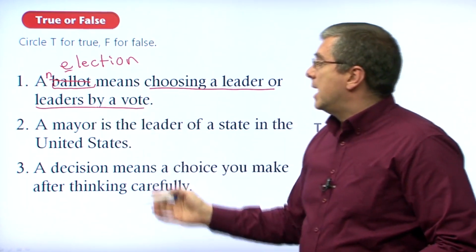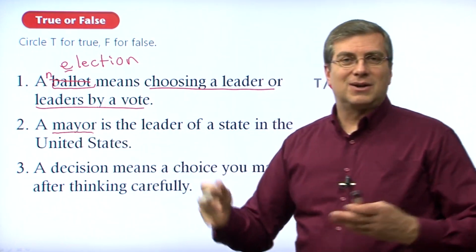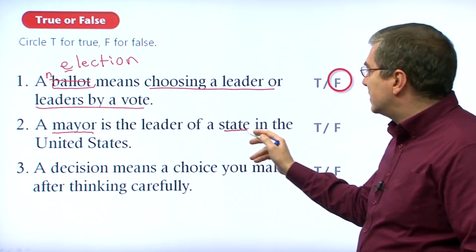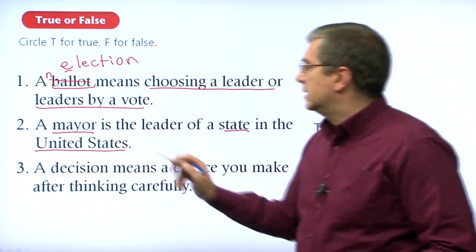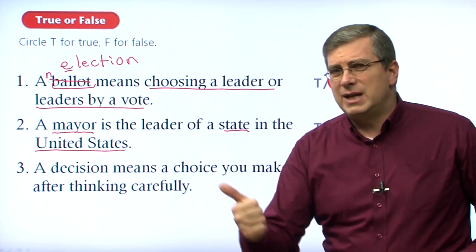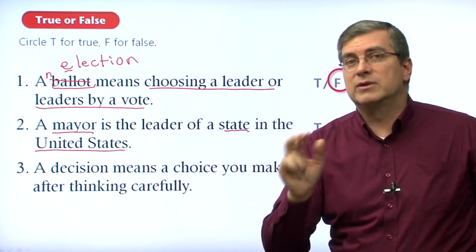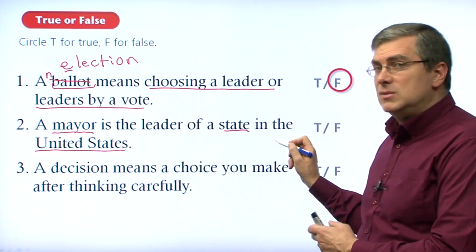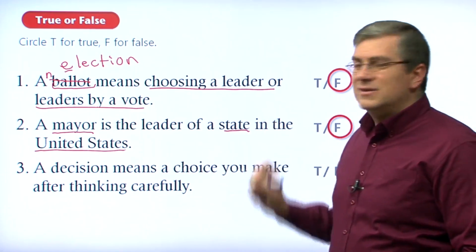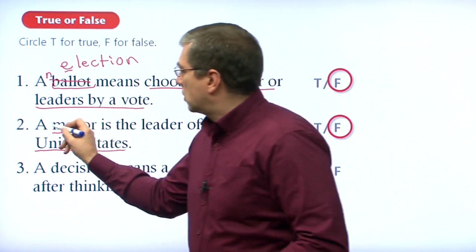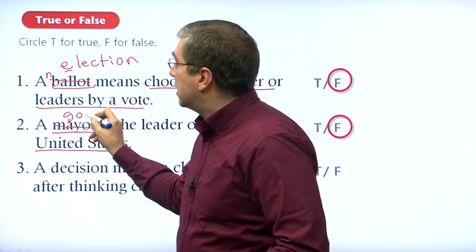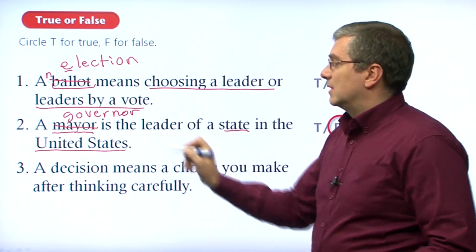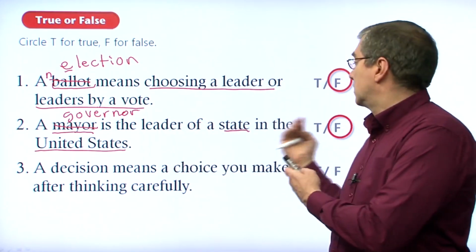Okay, number 2. A mayor. Now we're coming back to what we talked about, right? Leaders of different places. A mayor is the leader of a state in the United States. So think about that. Remember, we talked about cities, states, and countries, and we talked about the leaders for each. Is a mayor the leader of a state? No, that's not right. That's false, right? What is the leader of a state? Do you remember? Of course, it is governor. A governor is the leader of a state in the United States. Again, we'd have to change the sentence, so that's false.